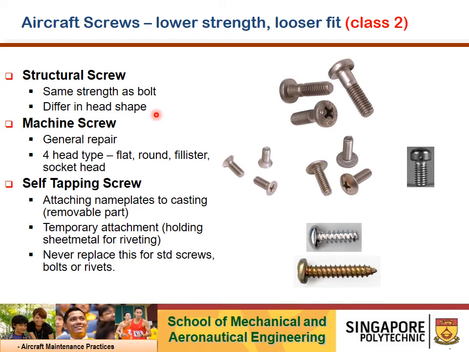For machine screws, they are used for general repair, available in four basic head types: flush head, where installation flush with the surface is desired; round head, a general purpose screw for long structural application; fillister head, used as a cap screw for light application. And this is the fillister head, and socket heads. Socket heads are used where high strength and compactness of assembly parts are desired.